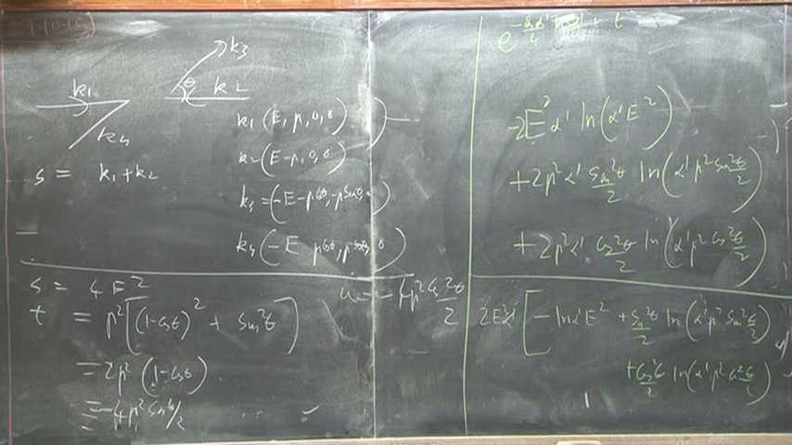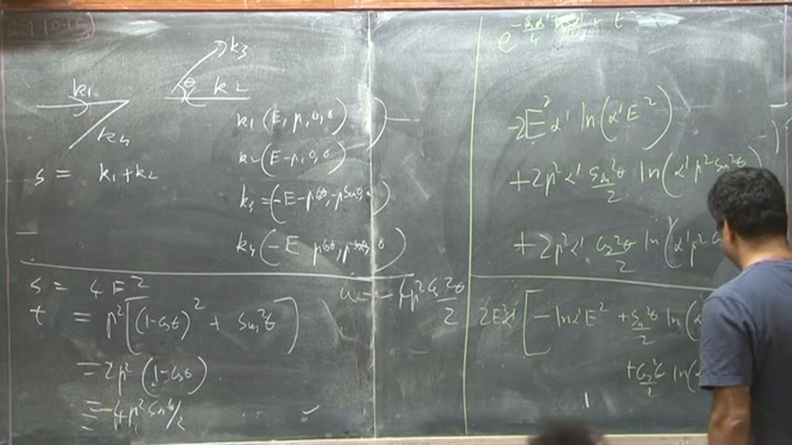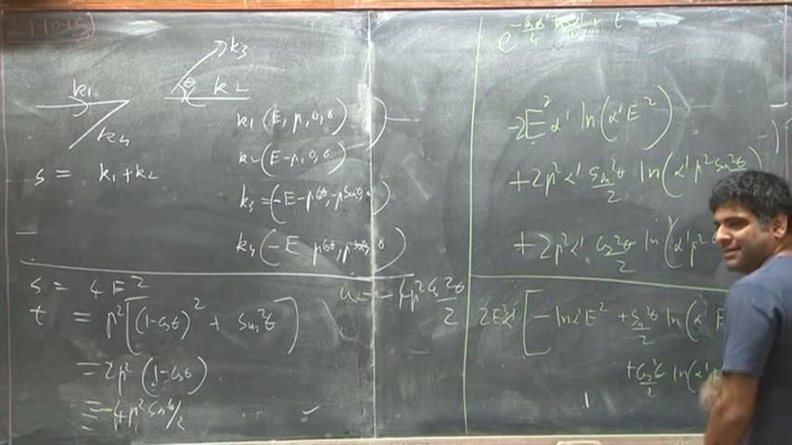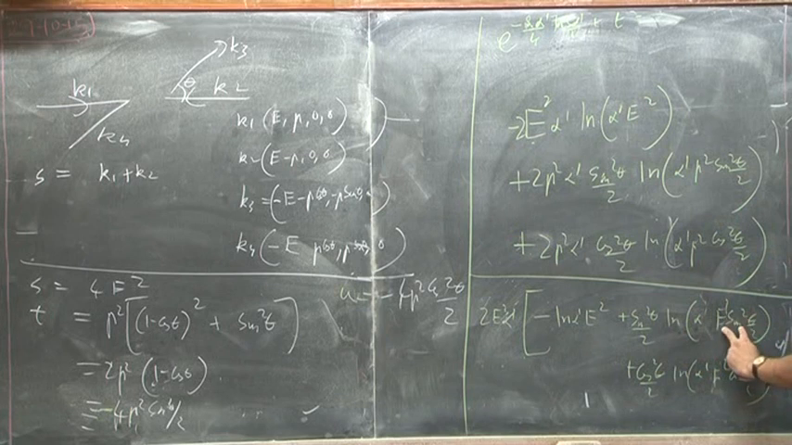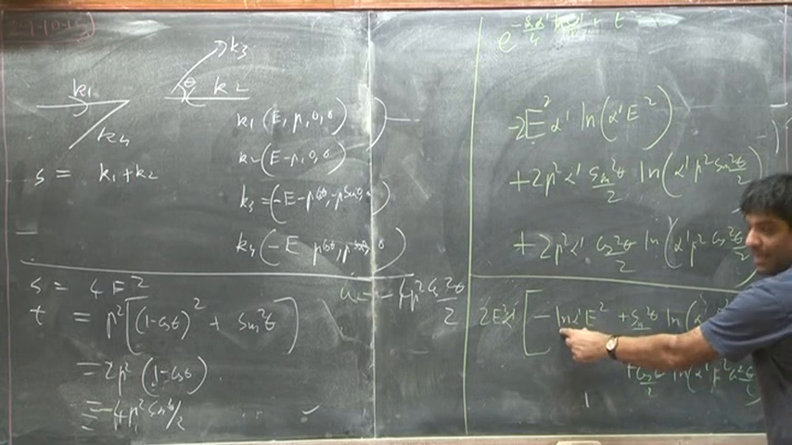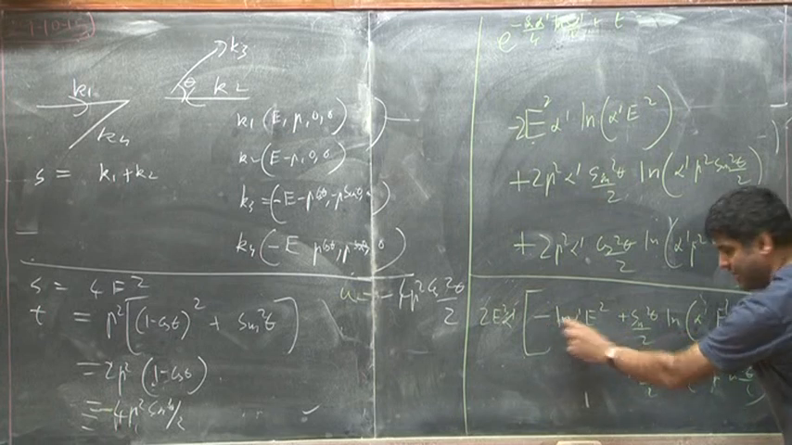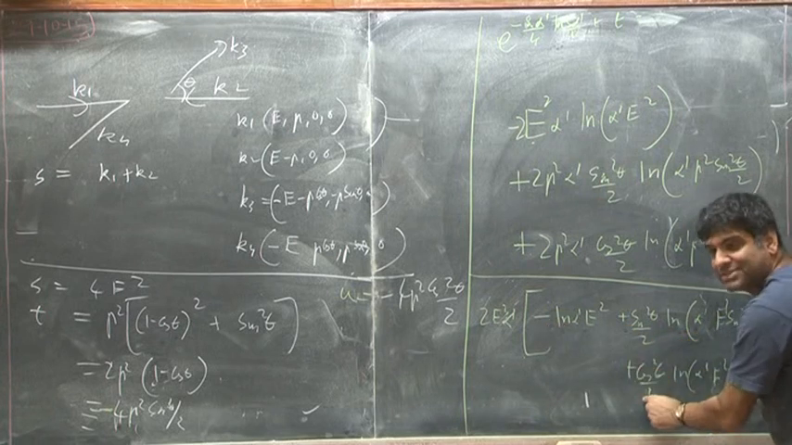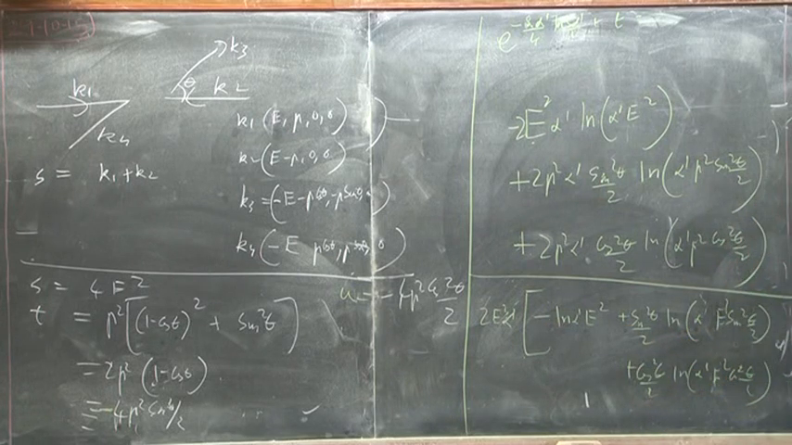Okay, good. Now you see this log can be split up into log alpha prime p squared, which I'm replacing by E squared, log alpha prime E squared plus log sine squared theta by 2. Okay? So then the terms with log alpha prime E squared come with minus 1 plus sine squared theta by 2 plus cos squared theta by 2. So they cancel.